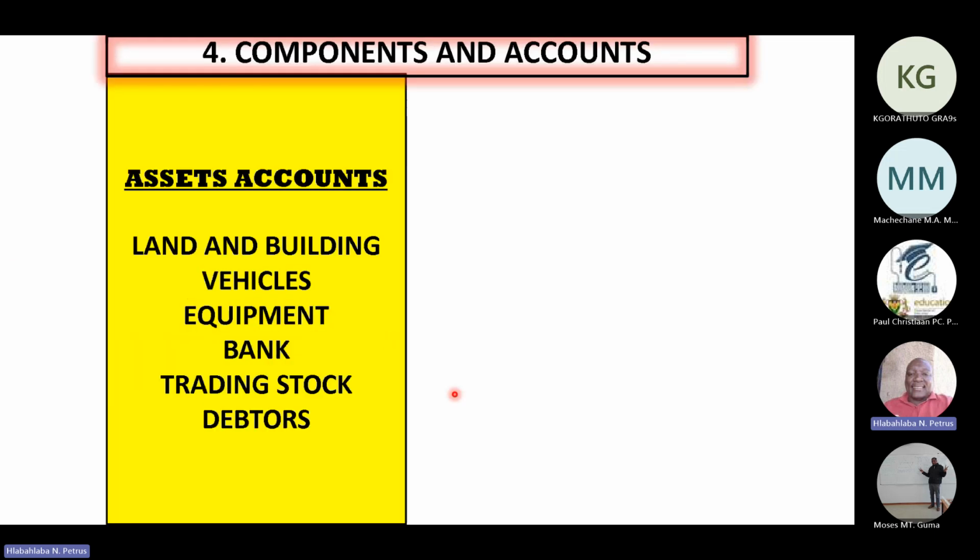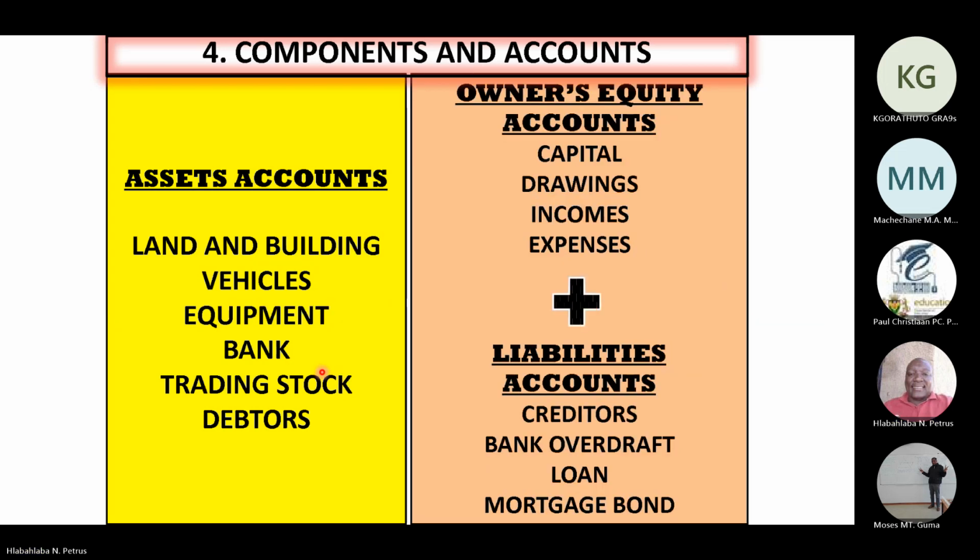Let's continue. Now, assets accounts, as I've mentioned, land and building, vehicle. It must say all these assets are equal to this owner's equity plus liability. They must be equal to this asset. So when you get to the calculation, you must always remember that your equation must be like this. If your equation is not like this, just remember that it's not correct.